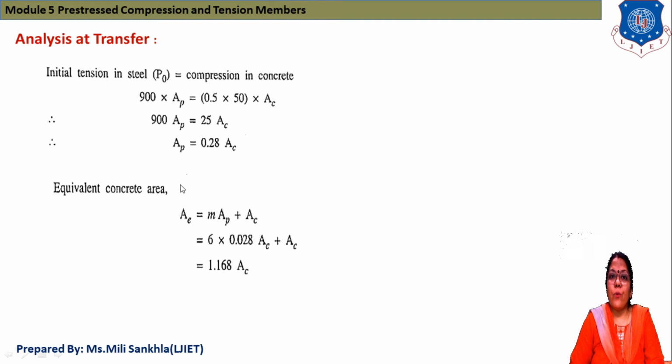Equivalent area of concrete AE is equal to m AP plus AC. m AP is equal to 0.28 AC, plus AC is equal to 1.168 AC. Okay, this is the relation of the equivalent area of concrete with our area of concrete.